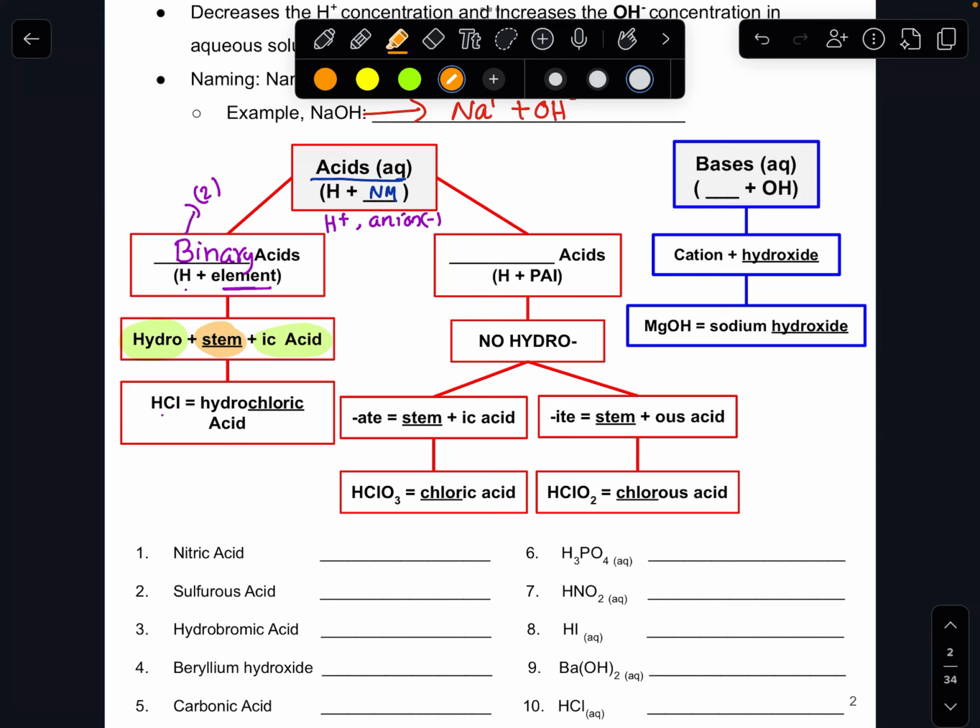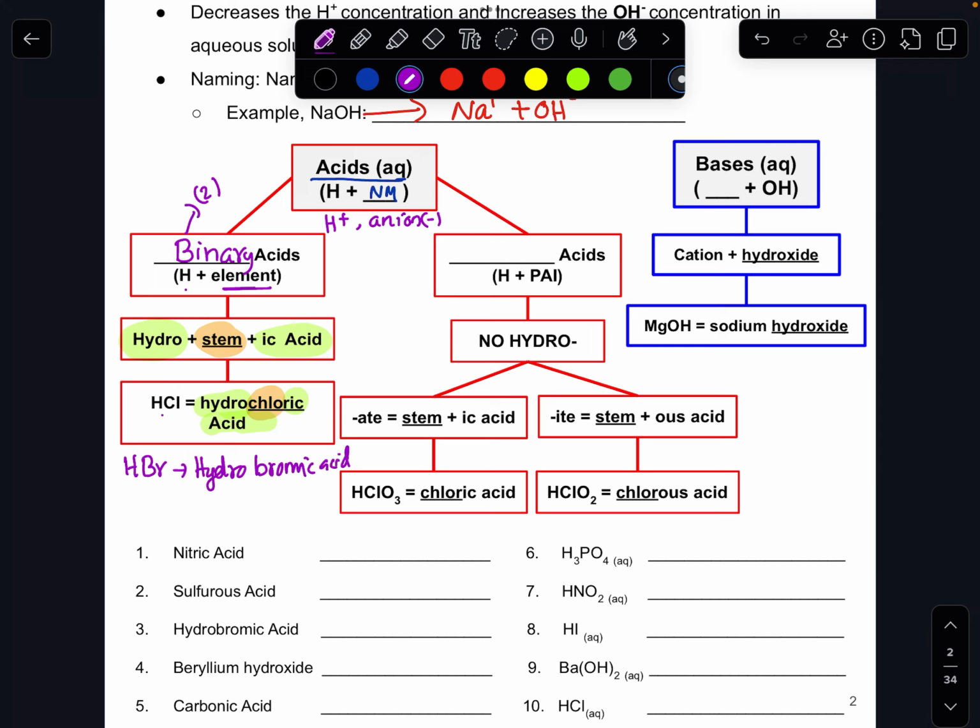So say for example, hydrochloric acid. Hydro is the prefix, IC acid is the suffix, and there is a root word which is chlor. Another example, if I am writing HBr, you can see there are only 2 atoms. There is no polyatomic ion. So what is it? Hydrobromic acid.